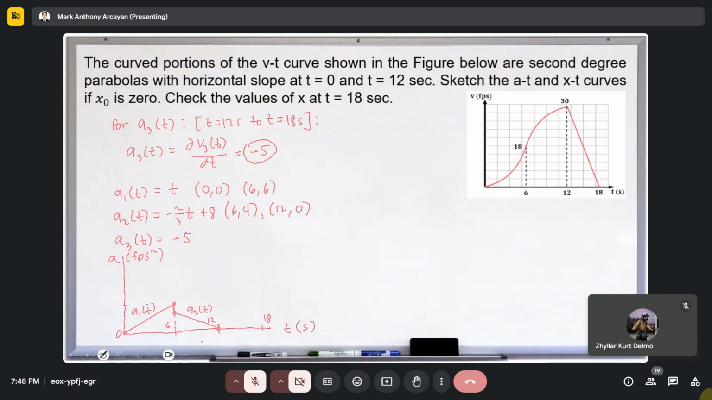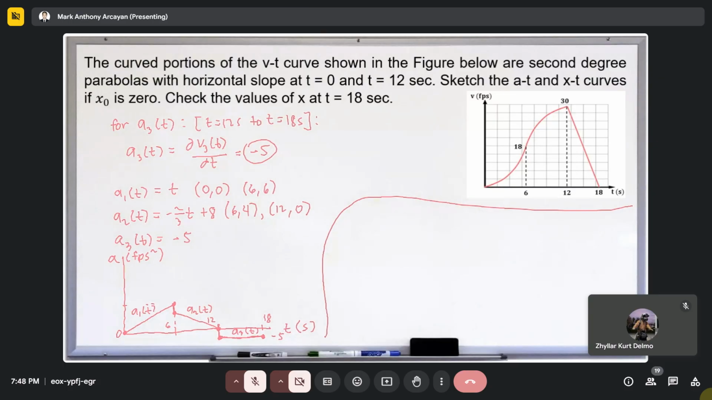And finally, when the time interval is at 12 to 18, we have a constant acceleration at negative 5, and that is below the x-axis. So say here, we have a negative 5 acceleration, and it is represented in a horizontal line. So we have negative 5. Okay, class, this is now the equivalent acceleration curve of our given velocity curve.